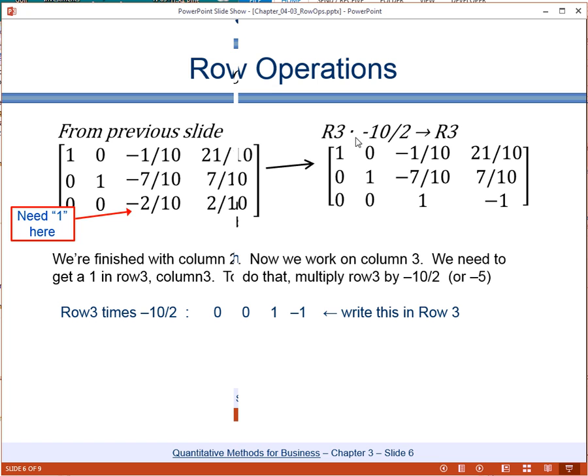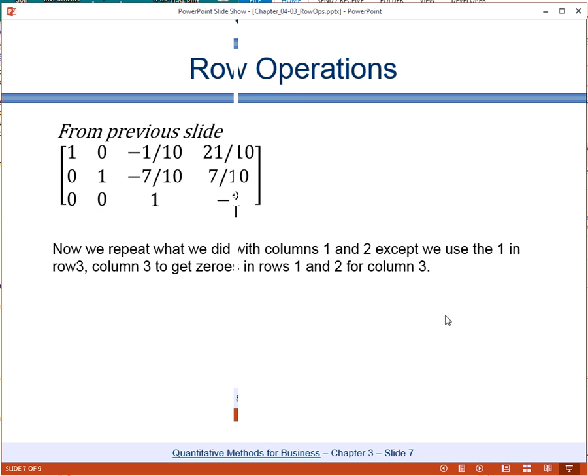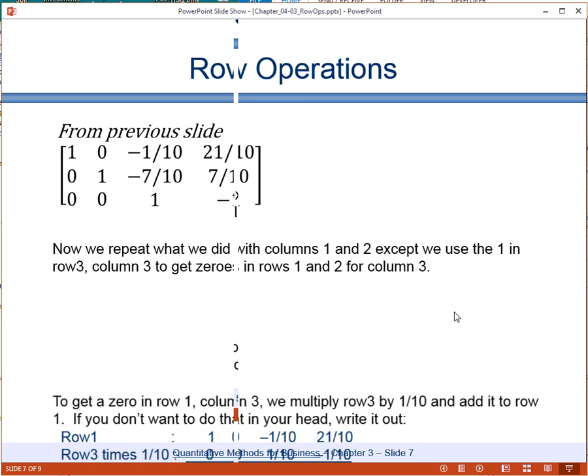So 3 times minus 10 over 2, put that into row 3, gives us that. That's the only change I made, and we can already see part of our solution developing. And now what we do is we use this 1 here down in row 3, column 3, to make the two numbers above it both be 0. So we're just repeating what we did with column 1 and column 2.